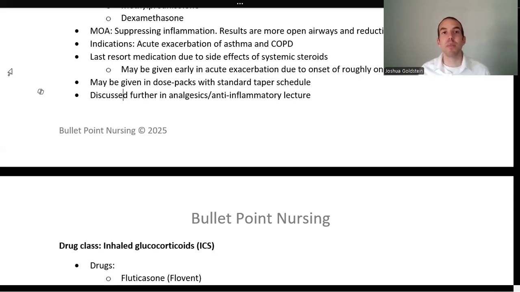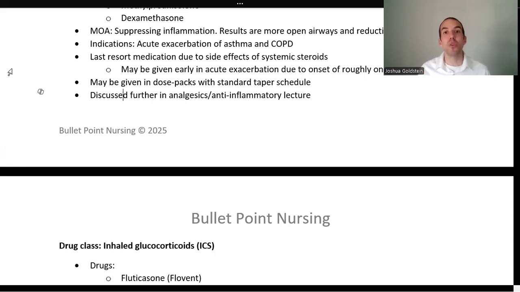This does take some time to get effect. It doesn't work in 5 minutes like the albuterol or the ipratropium. So this is not going to help a patient this second, but it'll help them over the next few hours to improve their lung function. However, this medication is given systemically. So if you've watched our other lectures about this drug class, you know that this drug class has tons of negative effects when given systemically. So we don't like to do that.